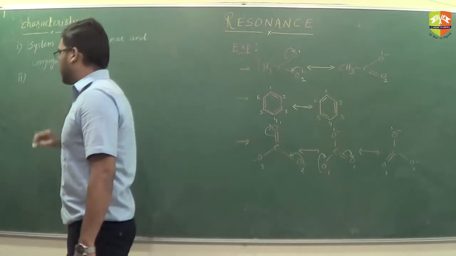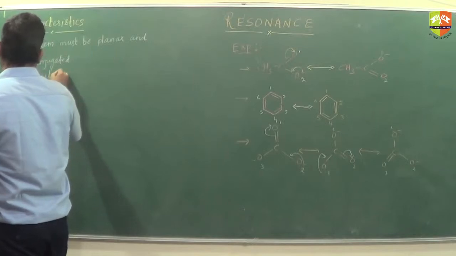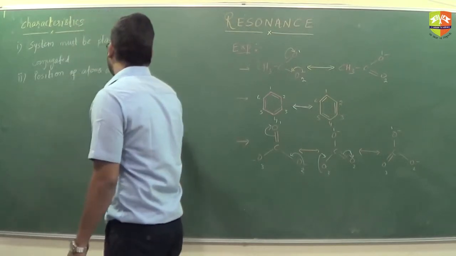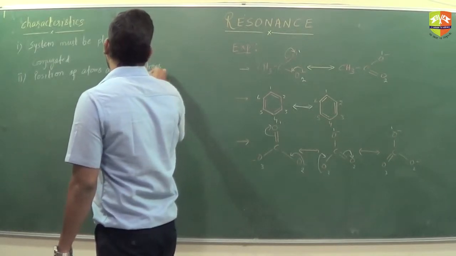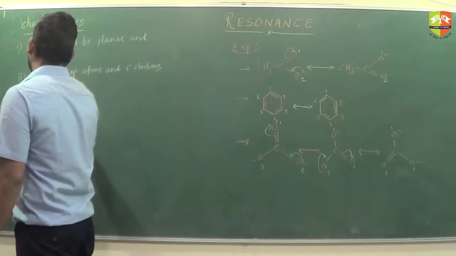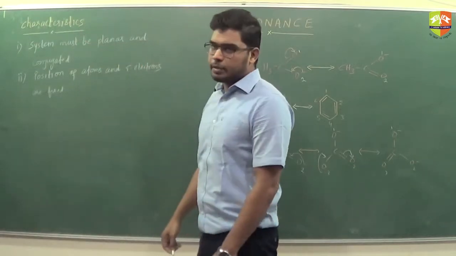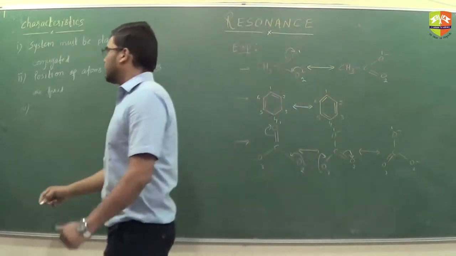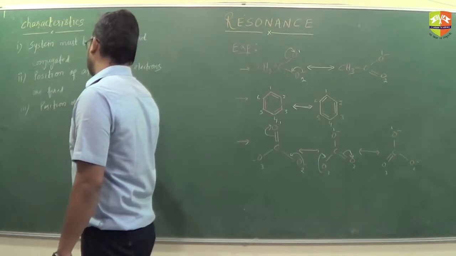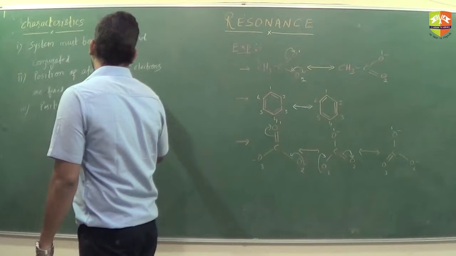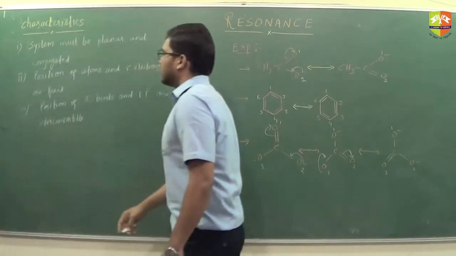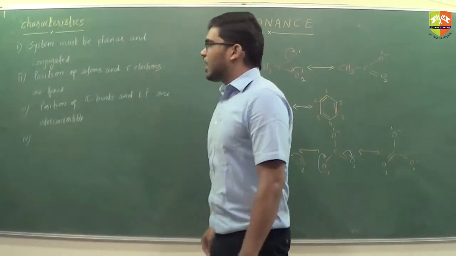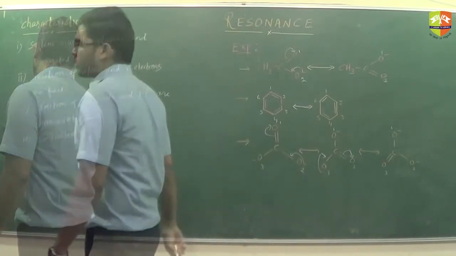Second characteristic: the position of atoms is not changing. I'll write down: the position of atoms and sigma electrons are fixed. The position of pi bonds and lone pairs are interconvertible. Next point: sigma electrons have nothing to do with resonance. So sigma electrons do not take part in resonance.